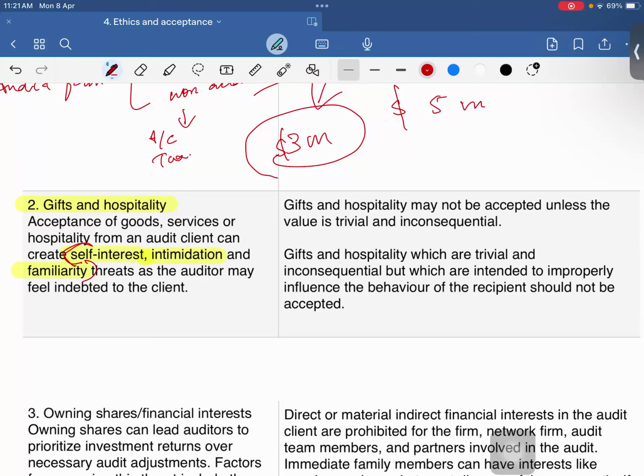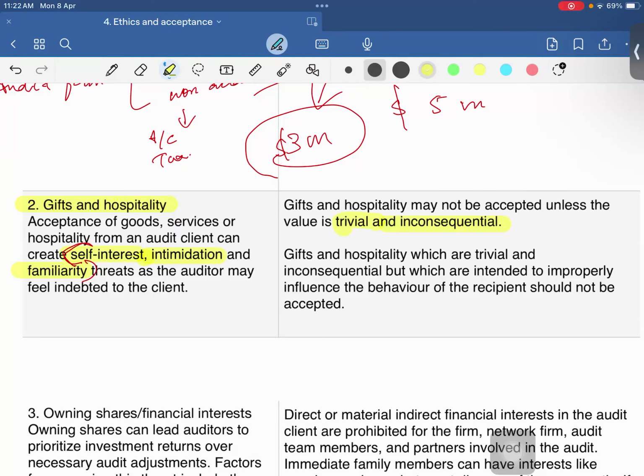What is the safeguard? If the client gives you a gift or hospitality, or treats you well, you're going to assess whether or not it is a substantial amount. If it is a substantial or significant amount, or too high of a value, you're going to refuse that treatment. That means you're going to refuse the gift and the hospitality. But if it is something very trivial, or not so important, that is normal, you're going to accept it, no problem.